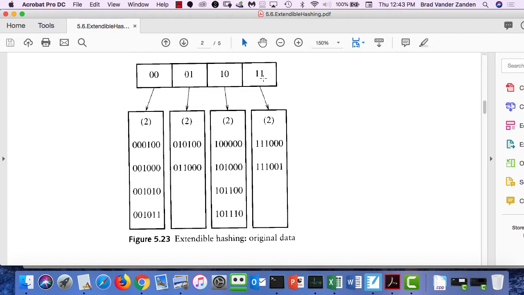So just like with hashing, you apply a hash function to get a random number. Then you take some number of bits from that random number, leading bits. So in this case, we're taking the two leading bits from the random number. And depending on what those two bits, their index is, then the record goes into that bucket. So for example, every record that hashes to two zeros will go into the first bucket. Any record that hashes to two ones in the leading bits goes into the last bucket.